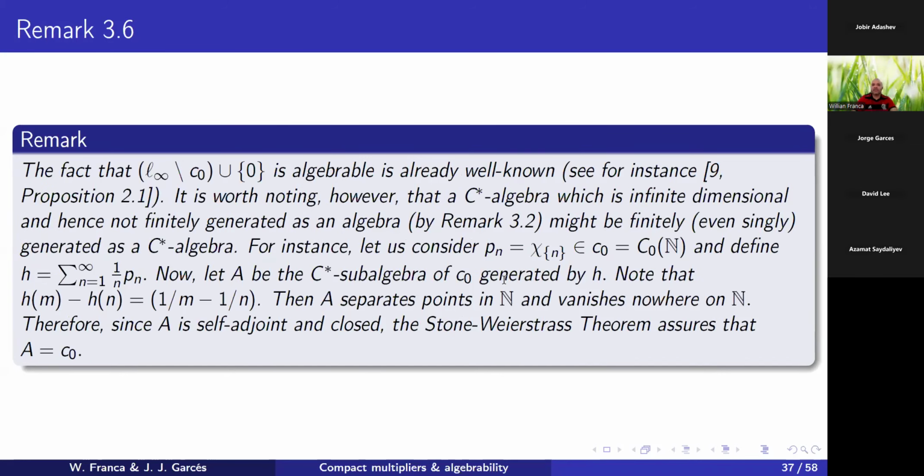Just a simple comment: C-star algebras which are infinite dimensional may be singly generated as C-star algebras, not as algebras. Because as algebras, we know that an algebra which is infinite dimensional cannot be finitely generated. That was one of the very first remarks in this last part. Just a comment.